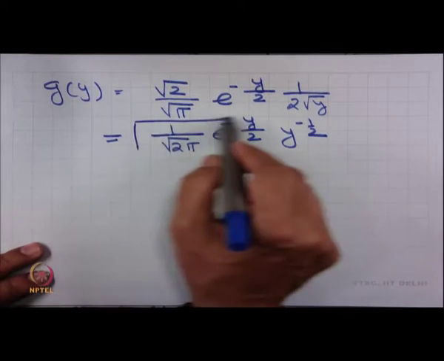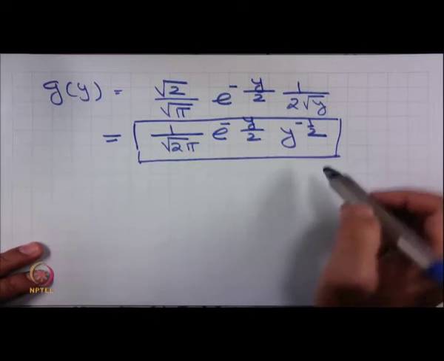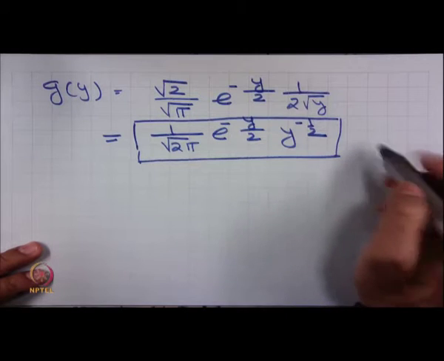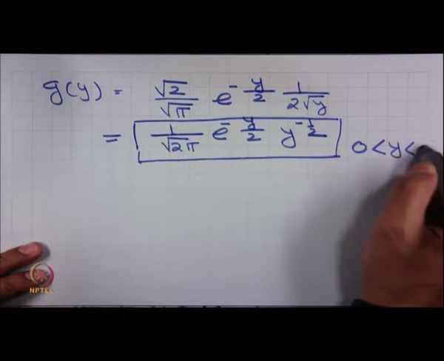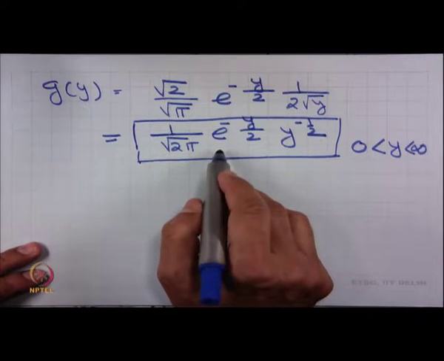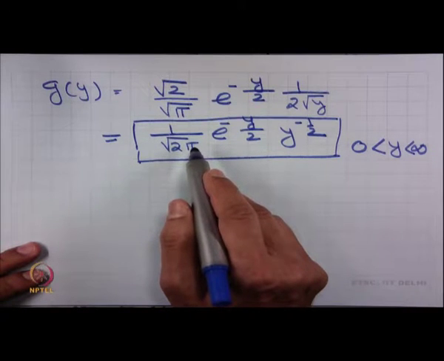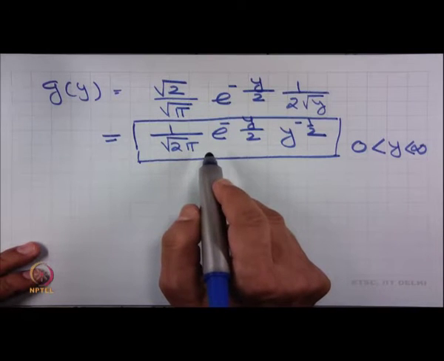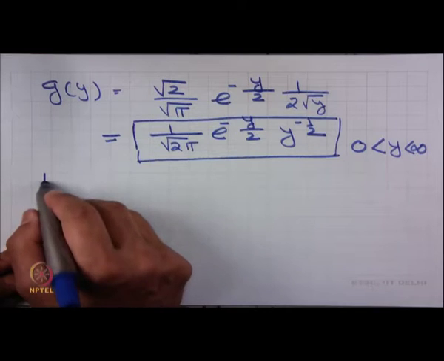So, we get a new type of density function for y, where y lies in the interval 0 to infinity. Now, is it a density that is completely unknown to us? Perhaps most of you will say yes. So, let us observe one thing.